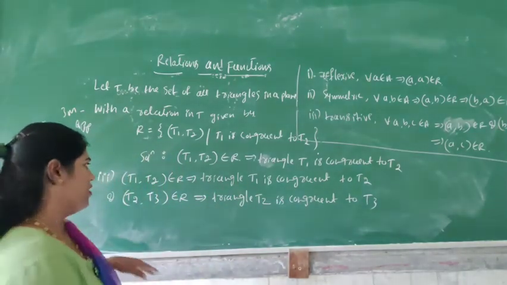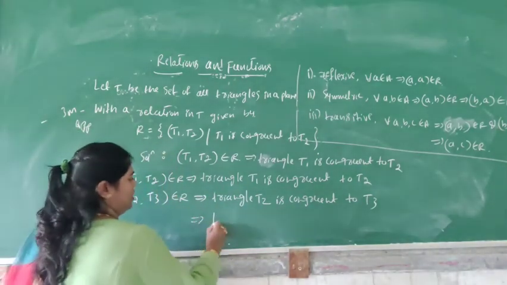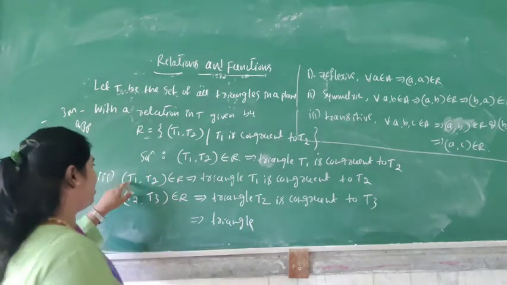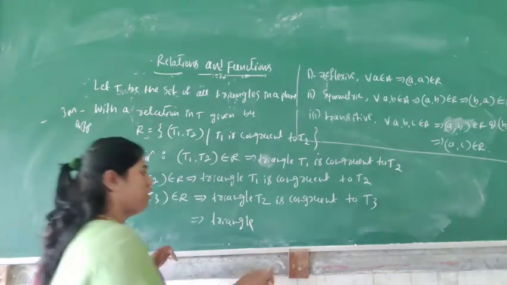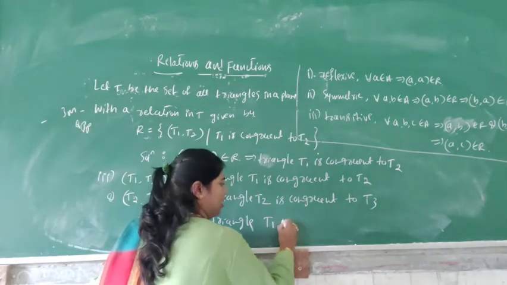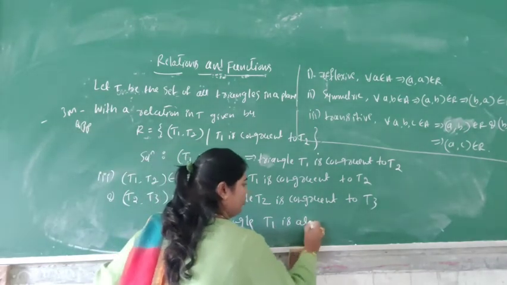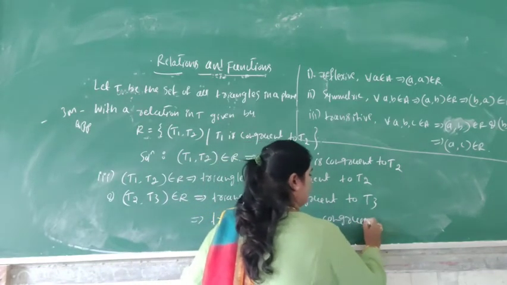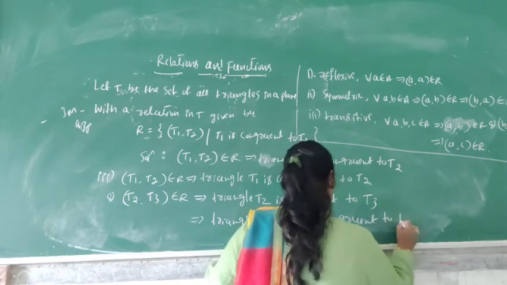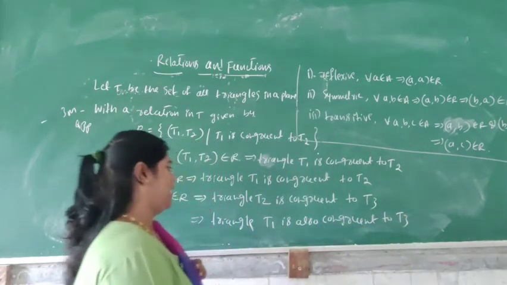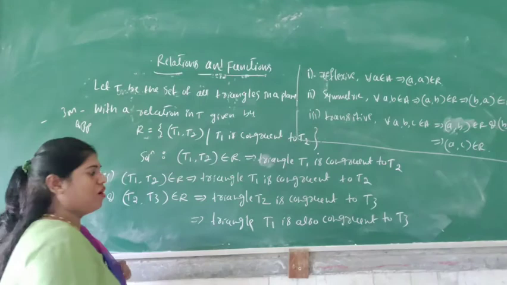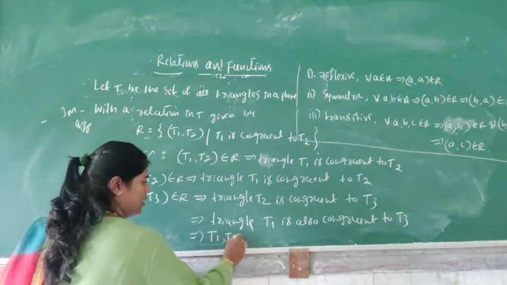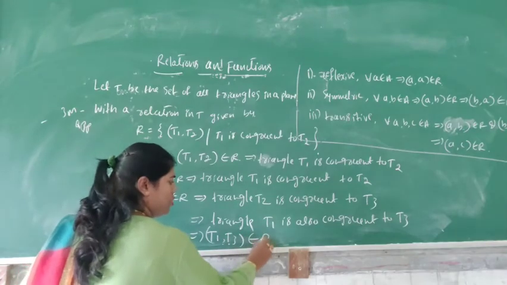What do we have to write next? Triangle T1 is congruent to T3. So triangle T1 is also congruent to T3, which implies (T1, T3) belongs to R.